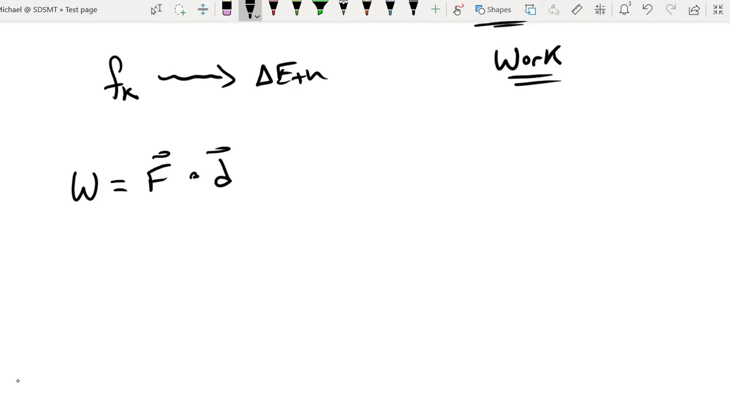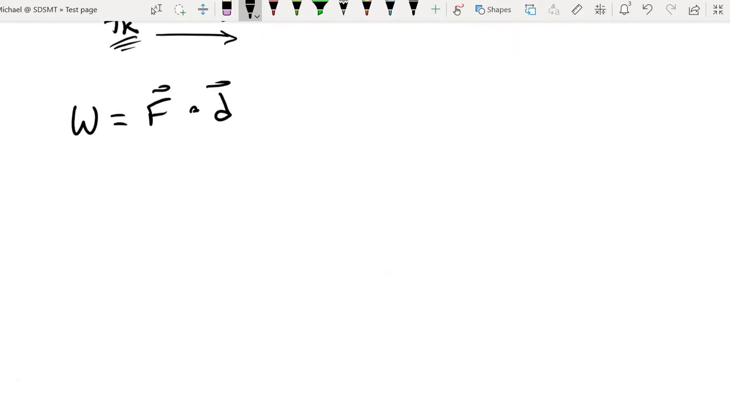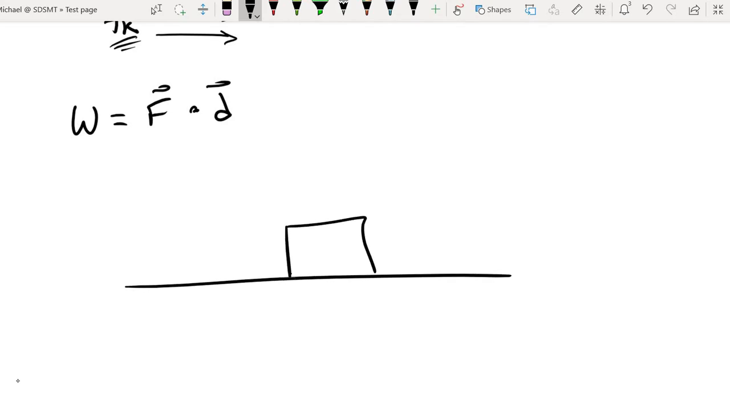So what we're going to do is go back to our chapter 7 method of evaluating work and see if we can't apply that to our friction force and find out how much thermal energy has been generated. To do that, we'll set up an example problem. Here we have a mass of m. If we need a value, we'll go ahead and put that in there.